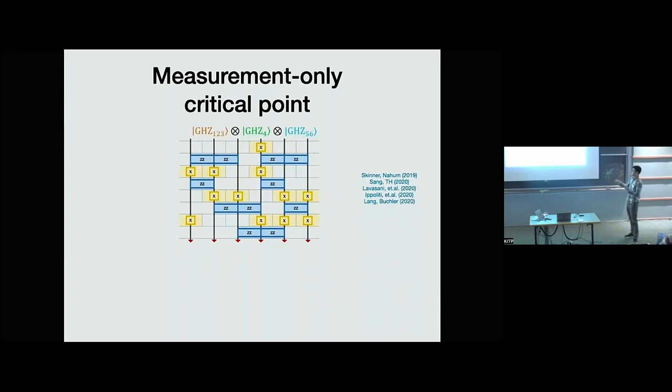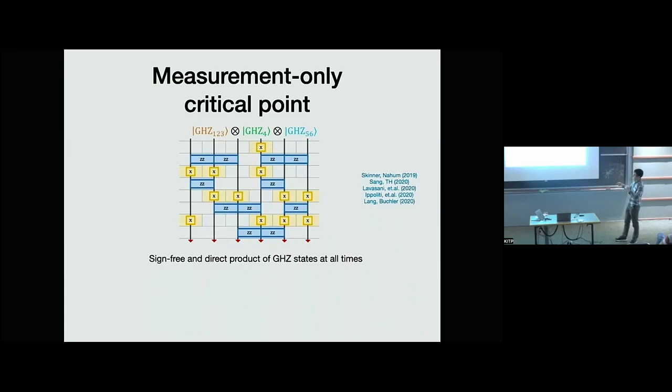Then the ZZ measurements want to fuse everything into a big GHZ state, whereas the X measurements are just poking holes and want to decouple it into a product state. It turns out that when these two operations are done with equal probability, one is at a critical point, and this type of circuit generates a steady state consisting of a direct product of GHZ states with some power law distribution in their size. Much more can be said for this dynamics. For our purposes, it's just important that it's sign-free dynamics.